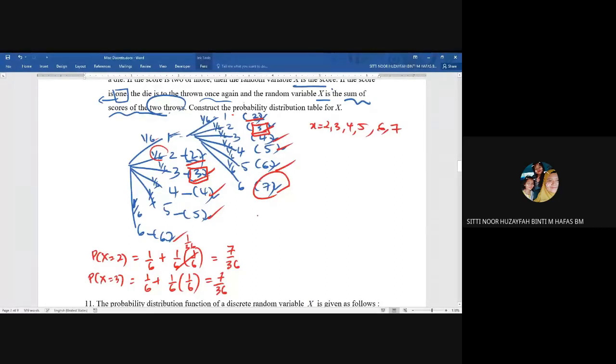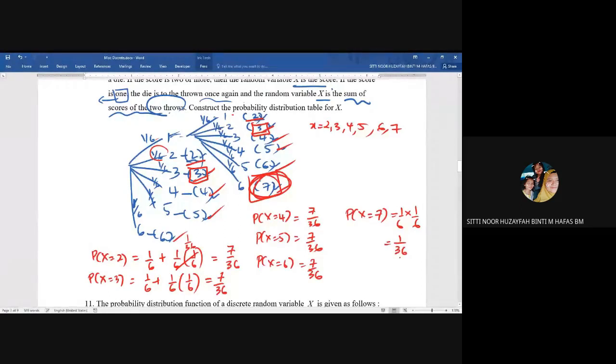So we can say that the probability of x equal to 4 also gives 7 over 36. The probability of x equal to 5 is also 7 over 36. The probability of x equal to 6 is also 7 over 36. The difference is only for x equal to 7. For the probability of x equal to 7, we only have this one outcome, no other places. So it will be 1 over 6 multiplied by 1 over 6, which is 1 over 36.